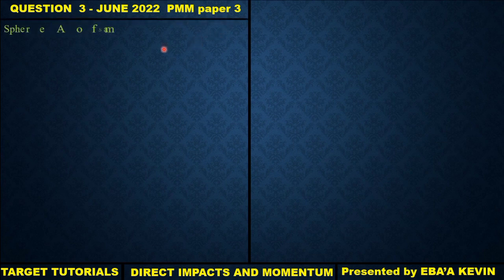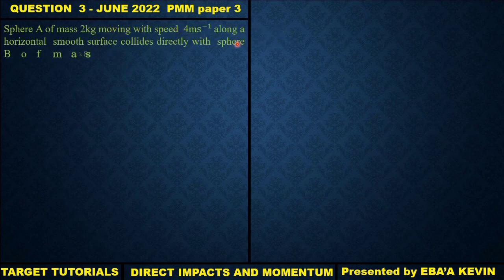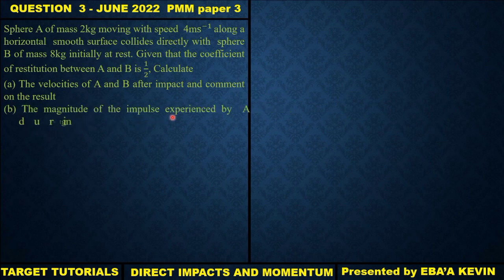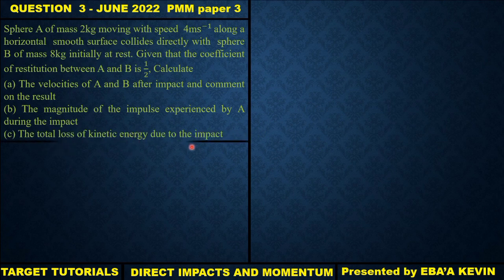So the question reads: sphere A of mass 2 kilograms moving with speed 4 meters per second along a horizontal smooth surface collides directly with sphere B of mass 8 kilograms initially at rest. Given that the coefficient of restitution between A and B is e, calculate A. the velocities of A and B after impact and comment on the result. B. the magnitude of the impulse experienced by A during the impact. And C. the total loss of kinetic energy due to the impact.